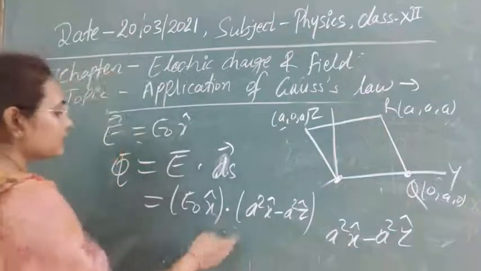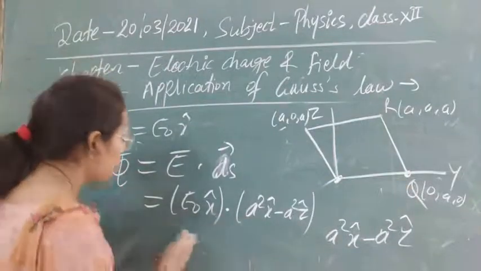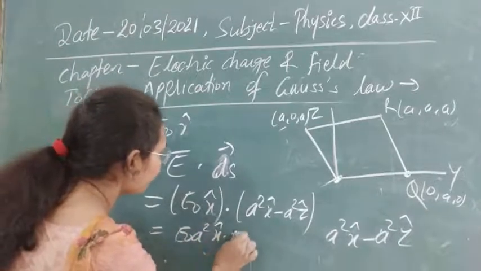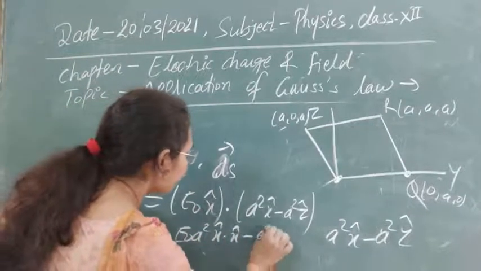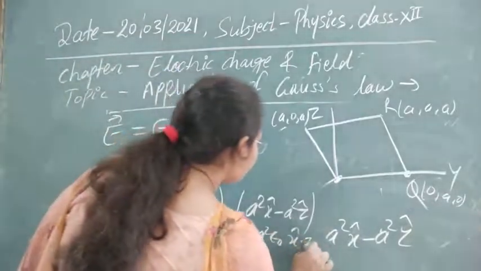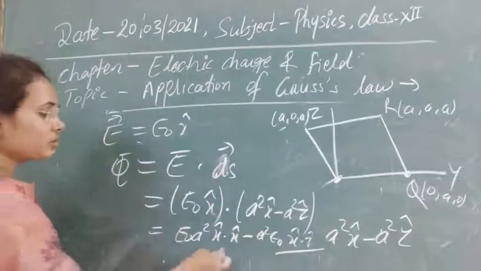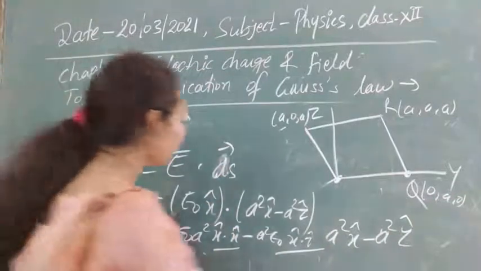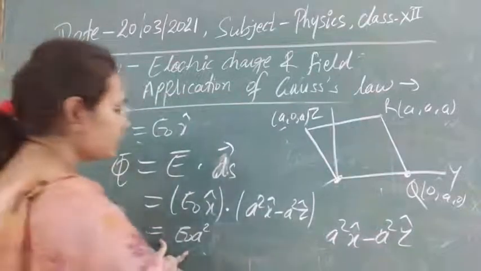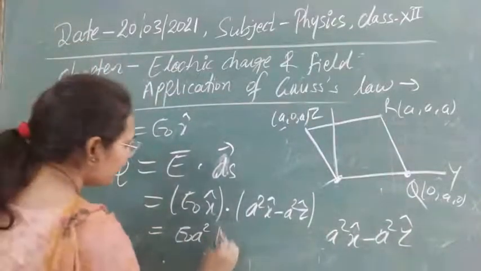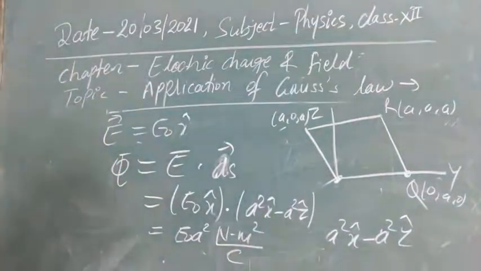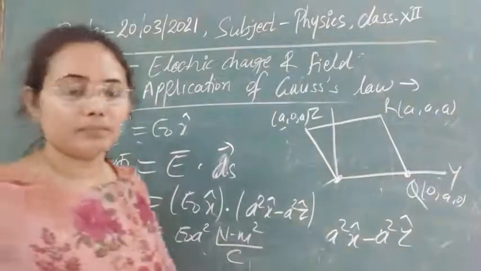So by simple multiplication we obtain E0 a square x cap dot x cap minus E0 a square x cap dot z cap. This will be equal to 1 and this will be equal to 0 here. So after solution, the final value of flux that we get is E0 a square, and its unit is Newton meter squared per coulomb.